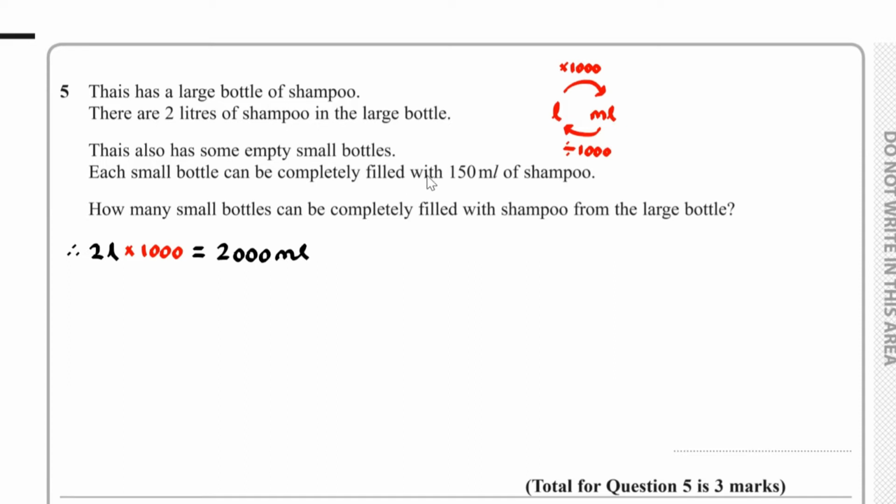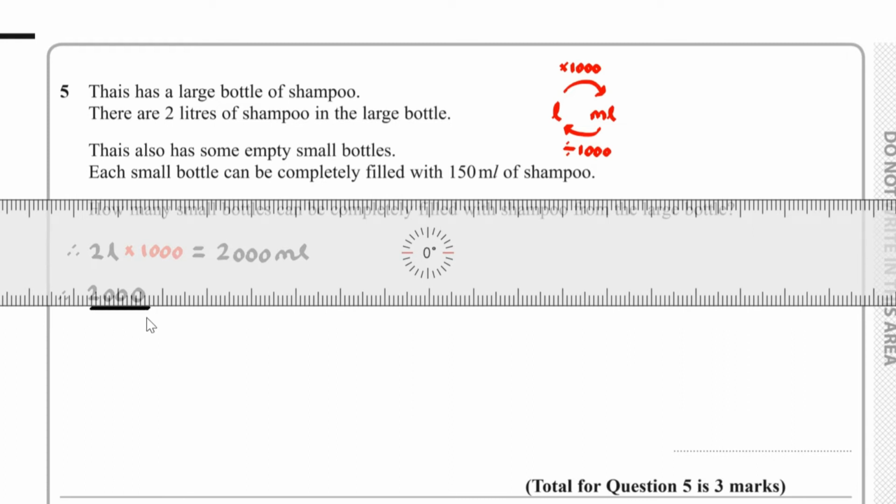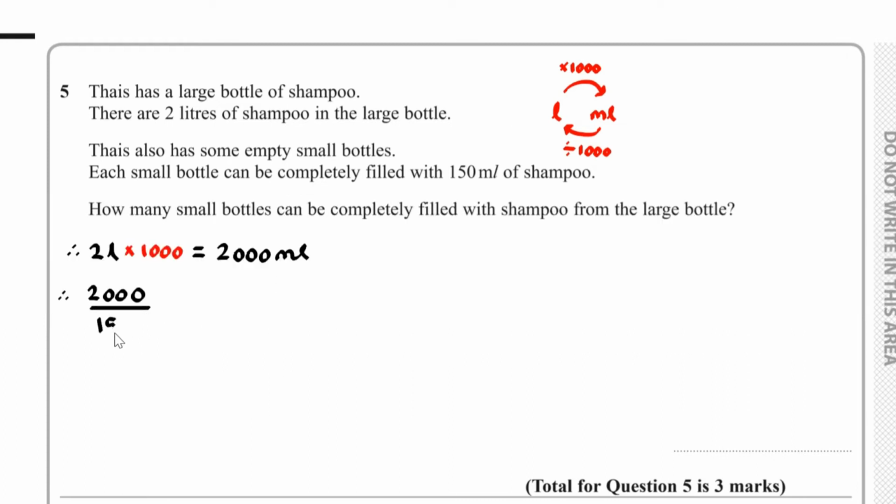Now, each small bottle can be completely filled with 150 milliliters of shampoo. So what we need to do is find out how many bottles we can fill up. We've got 2000 milliliters altogether, and we're breaking that up into chunks of 150 milliliters. And therefore, 2000 divided by 150 is equal to 13.3, etc. So therefore, we have 13 bottles.